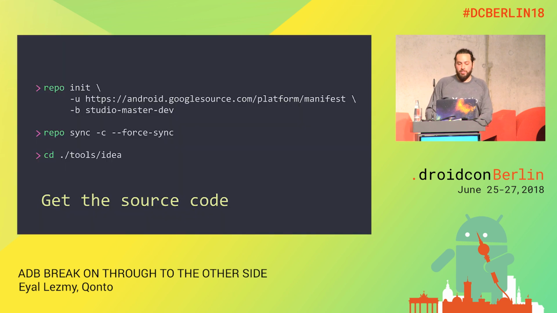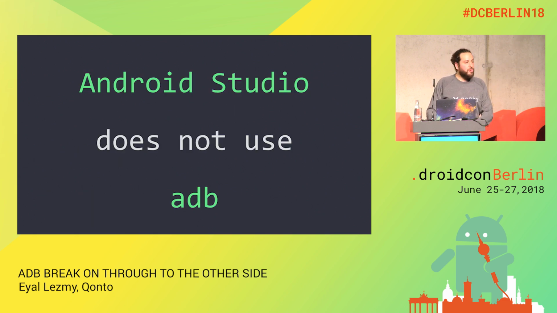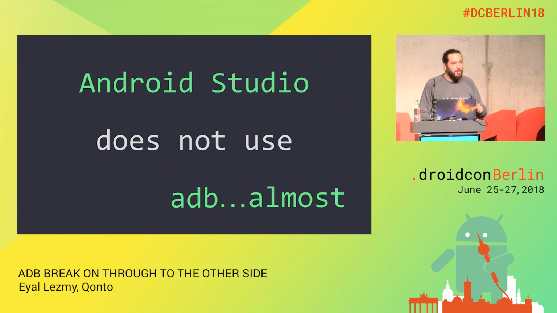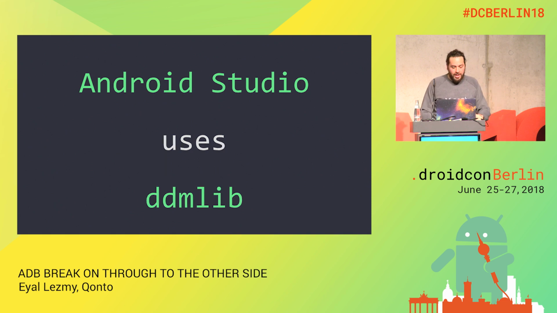You can download it. That's exactly the same thing that you can do with ADB. It's hosted in the exact same place, the Android Open Source Project. So if you want to download it, 3 command lines and you get it. OK, first information for you: Android Studio does not use ADB. What a surprise. Almost. Actually, it uses DDMLib.